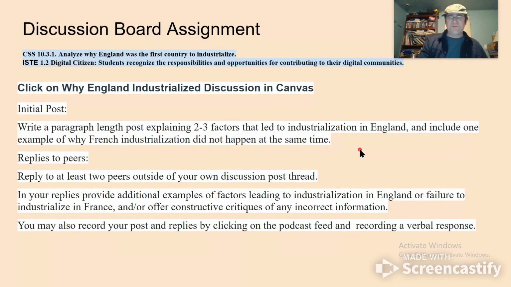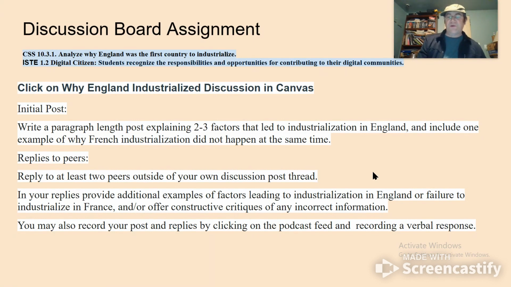After your initial post, reply to at least 2 peers outside of your own discussion post thread. In your replies, provide an additional example of a factor leading to industrialization in England that they didn't include, or an additional example of France's failure to industrialize at the same time, or offer constructive criticism or critiques of any incorrect information they may have.